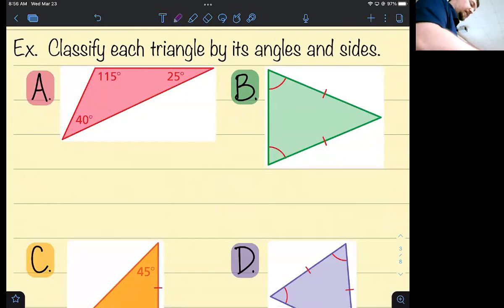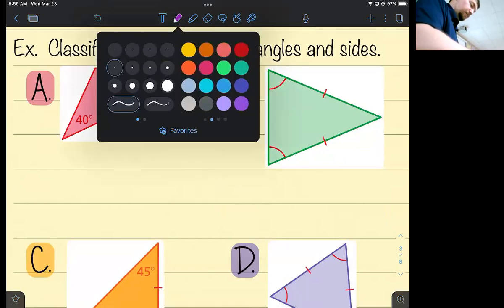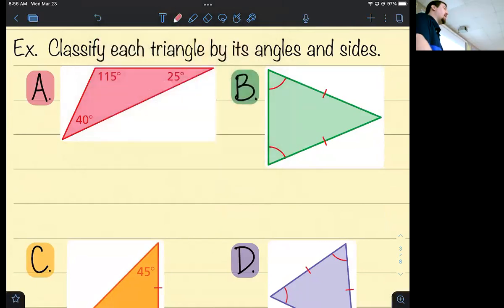starting with this red one, example A. In example A, let's start by classifying it by its angles. Thomas, is this an acute, right, or obtuse triangle? It is obtuse, you're correct. To be an obtuse triangle, all it takes is one obtuse angle, one angle that's over 90 degrees. The other 2 angles are always going to be acute. You're always going to have 2 acute angles.